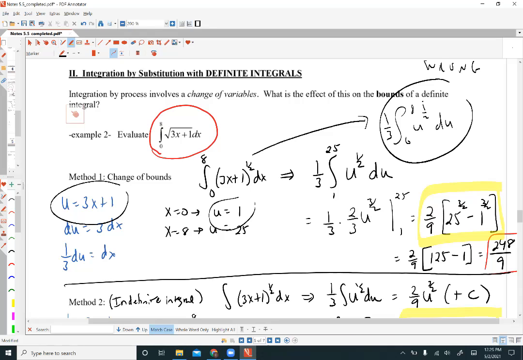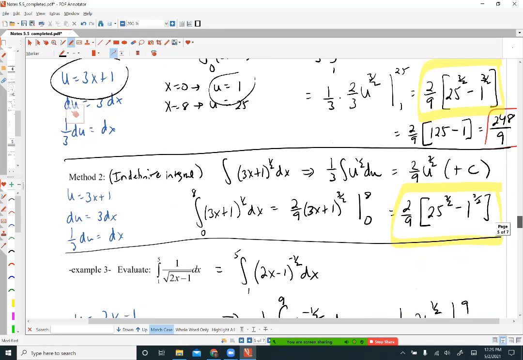Now, if you don't want to change the limits of integration, here's another way to do it, and this is the way I would do it. You do the indefinite integral. Again, we do the substitution. The integral of 3x plus 1 to the 1/2 is 1/3 u to the 1/2. For u to the 1/2, you add 1 to 1/2 to get 3/2, and divide by 3/2, or multiply by 2/3. And so you get the indefinite integral 2/9 u to the 3/2 plus c.